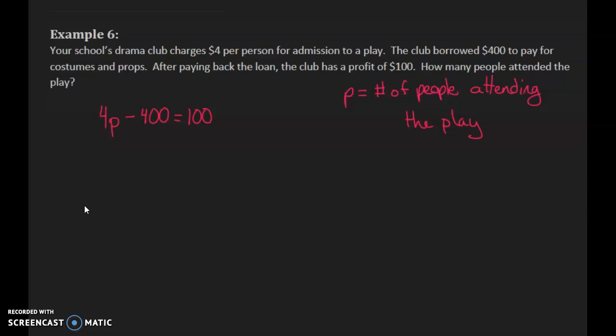Okay, so if you got 125 people, you're correct. And here's how we know. First, we're going to add the 400 to both sides of the equal sign. We get 4P equals 500. Then we'll divide by 4. And so we're going to get P is 125 people attend the play.